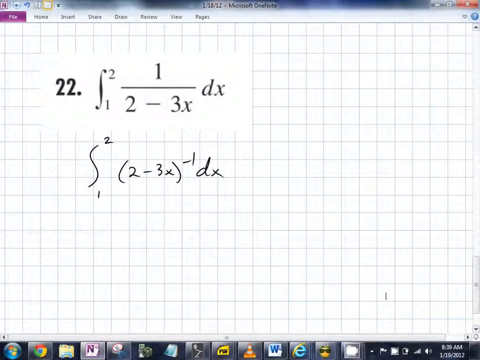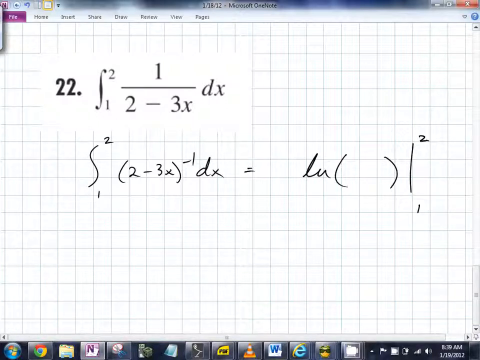It's going to involve what? ln. It's going to involve ln, exactly, because if you can't bring the power to 0 or it goes away, right? So this thing is going to be the natural log of something, right? Evaluated from 1 to 2. Do you agree with that? What's going to be inside that natural log?